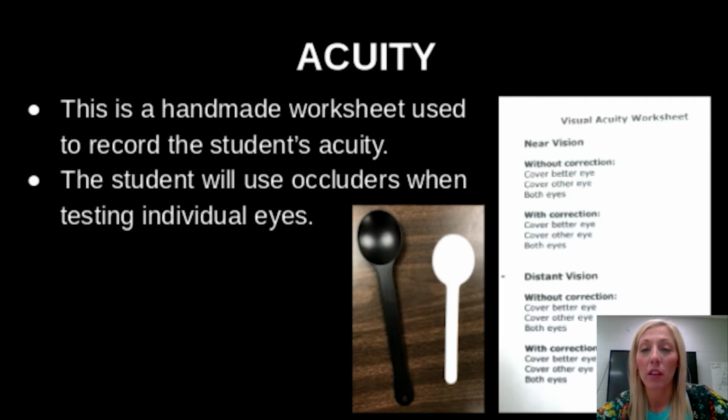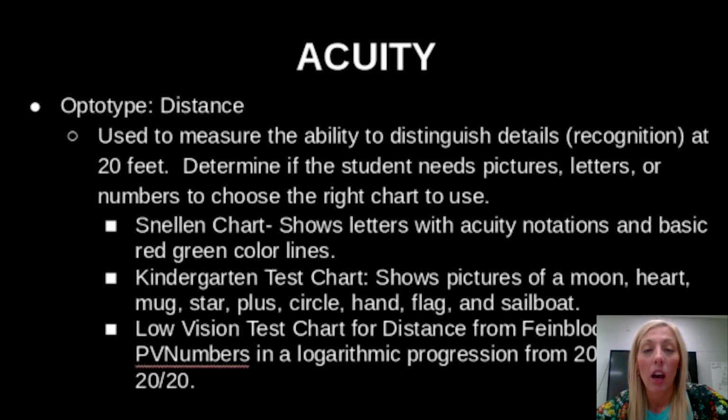So we're going to start with the different charts that we use. For distance, this is when we're measuring from about 20 feet away. The first thing you need to do is determine if the student needs pictures, letters, or numbers to choose the right chart to use to get their distance acuity. Some of the charts that I reference on here: the Snellen chart uses letters, and it has the basic red-green lines for the color vision.